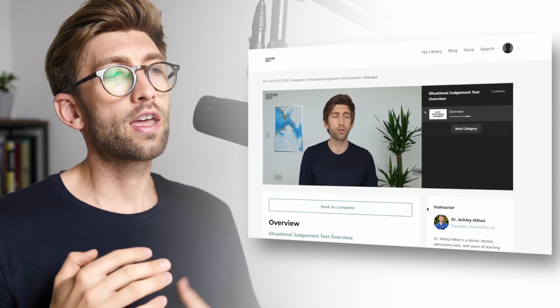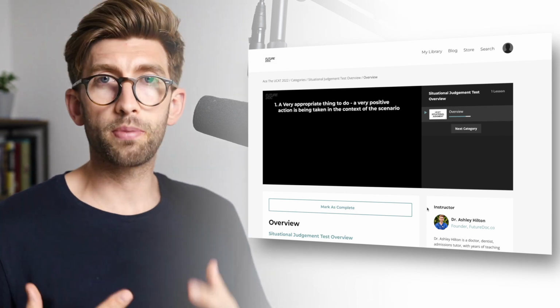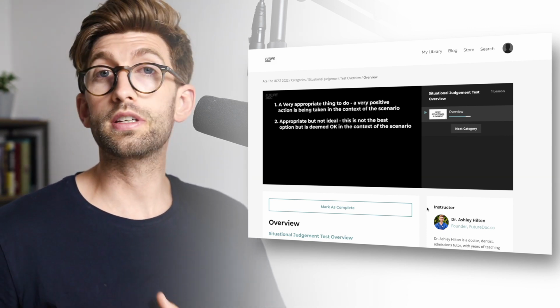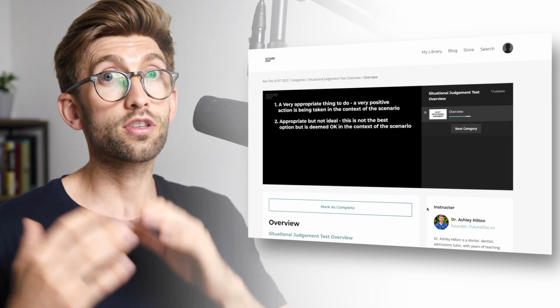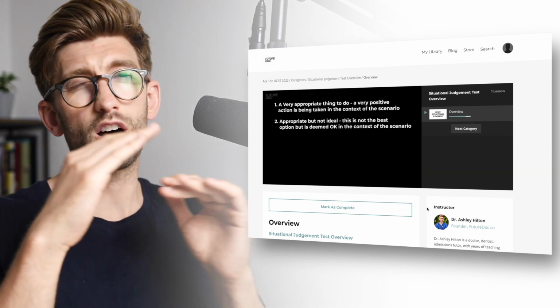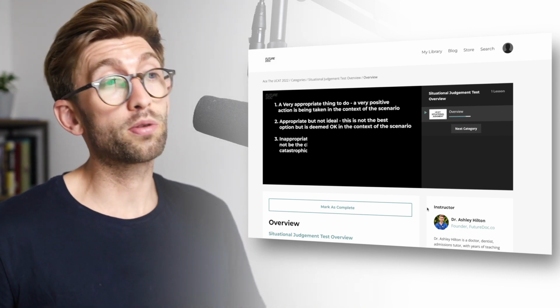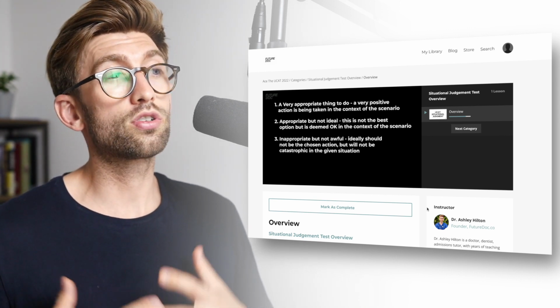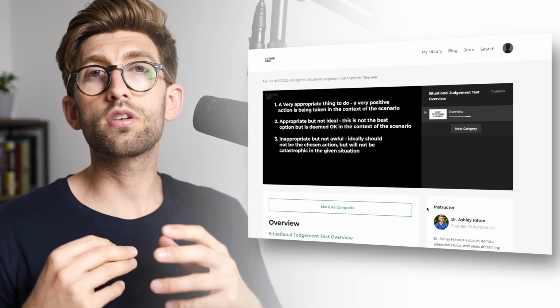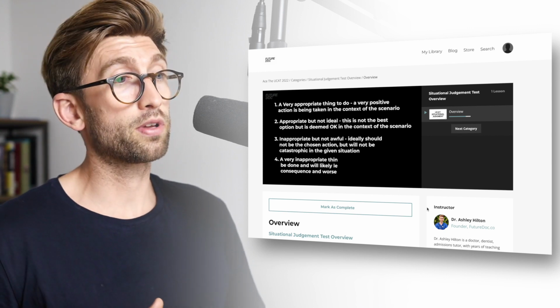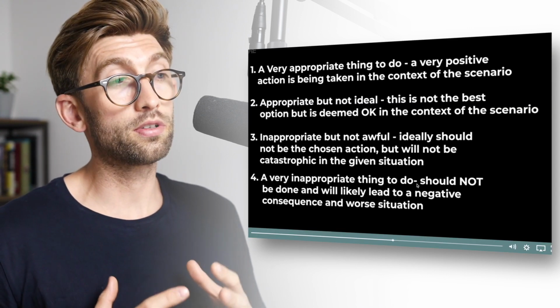So the first one, like I say, we determine top half or bottom half. A very appropriate thing to do is a very positive action. Appropriate but not ideal is not the best option, but it's deemed okay in the context. So those are the good half, the upper half. Then the not so great one, inappropriate but not awful, is something that ideally should not be chosen, but it also isn't catastrophic, so there are some redeeming features.